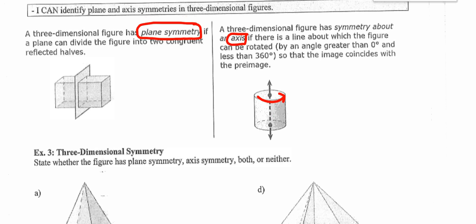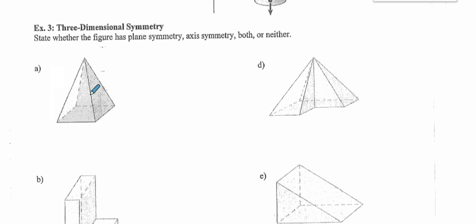So let's take a look at these figures that aren't quite exactly the same. So here we have a square pyramid, and the reason it's a square pyramid is because the base here is a square. So I could definitely cut this figure with a plane. So if I was to come through here and cut this like this here, you'll notice that it's going to have two halves that are exactly the same. So this does have plane symmetry.